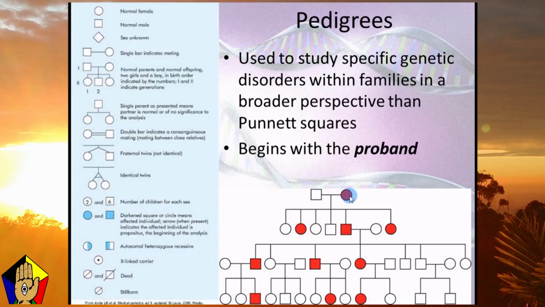The second thing you want to look at is the shading. So there are different ways that people shade. Sometimes they'll shade half of it or the whole thing, and it means different things. So shading means that person has the disease, right? So they have whatever that disorder is. Some people, like I said, over here you can do half shading and it represents autosomal heterozygous recessive, which means that half their genes are good, half of them are disease. So in general, when it's dark, that means that they're an affected individual.